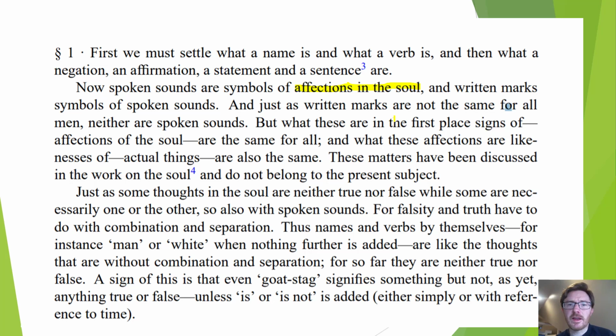And that's the key question. And right now, you just have that to work with. So you're going to flag it. You're going to perhaps underline it and say, okay, I need to figure out what is meant here. And right now, I have no particular clue. The next part says written marks, symbols of spoken sounds. Well, I know what that means. When we have written words, those are symbols of the spoken words, the sounds that we make. Okay, so we'll continue on and look for what affections in the soul might mean.